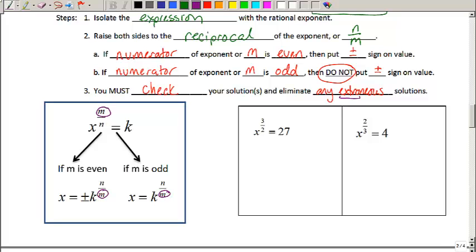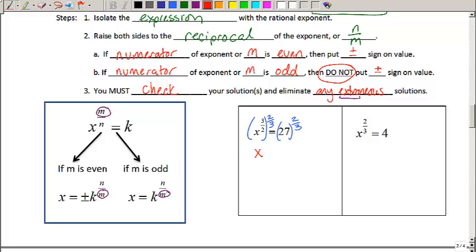Here's two very simple examples before we get to the more interesting examples down below. I have x to the 3/2 equals 27. So I would like to raise both sides to the 2/3. The reason I raise it to the 2/3 is because the 3/2 times 2/3 is really x to the 1. Although we really don't usually write x to the 1, so I'm just going to go ahead and erase that.